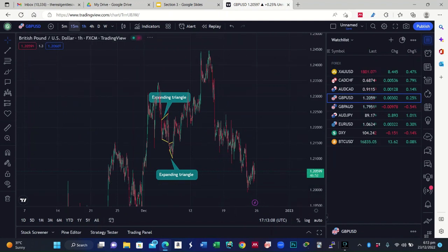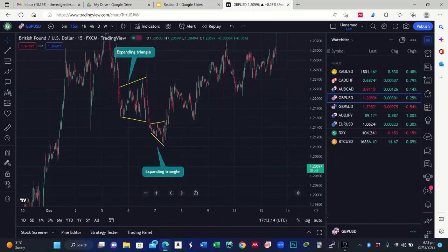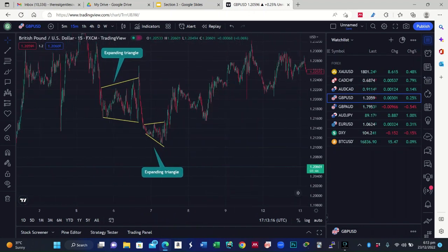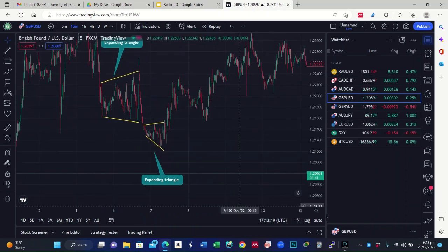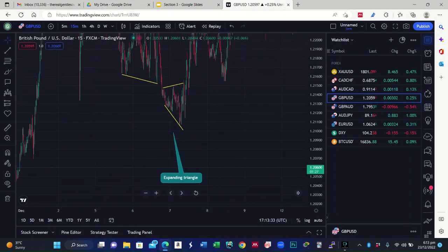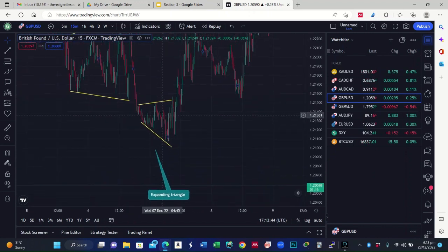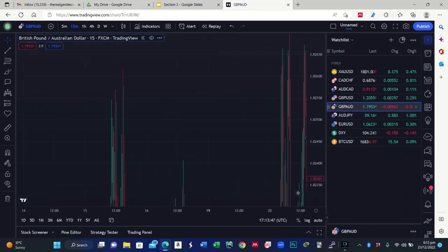Then expanding triangle. You can see it's the opposite of the wedges that I explained earlier. So as price is progressing, it is expanding, it is getting wider. It is a bit narrow here. Then as it is progressing, it is expanding. Look at the other example too. It is a bit narrow here, and as price is progressing, it is expanding. So that is why we call it expanding triangle. Let us move to the next one.